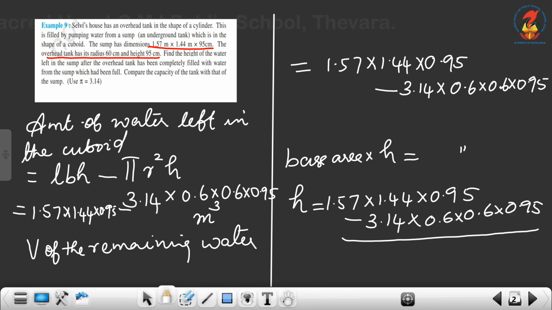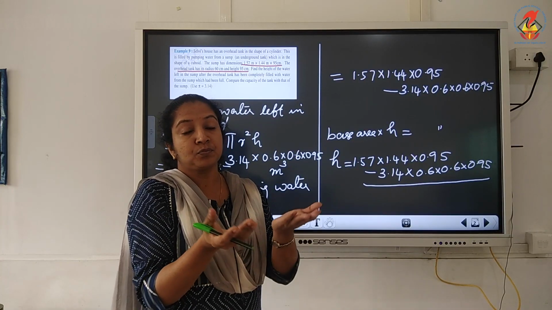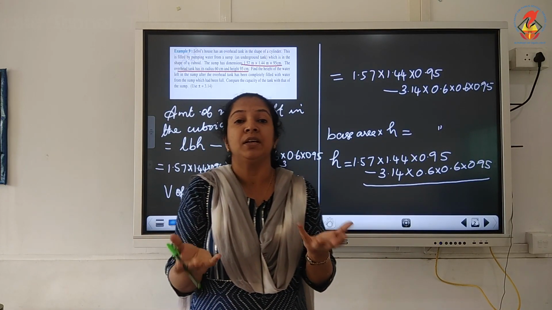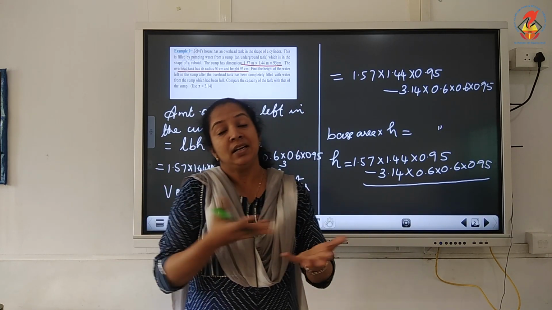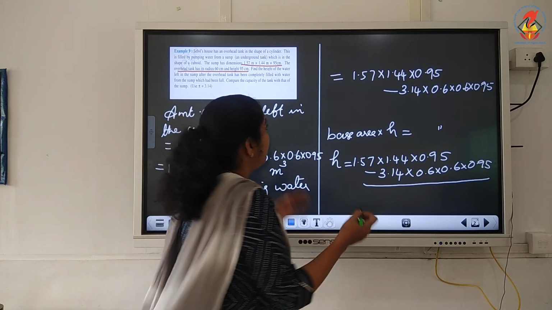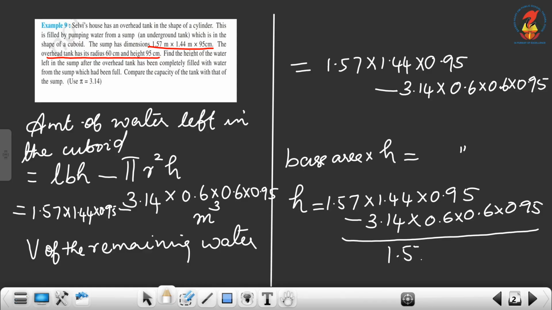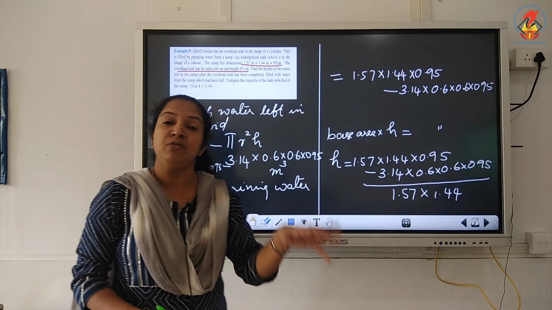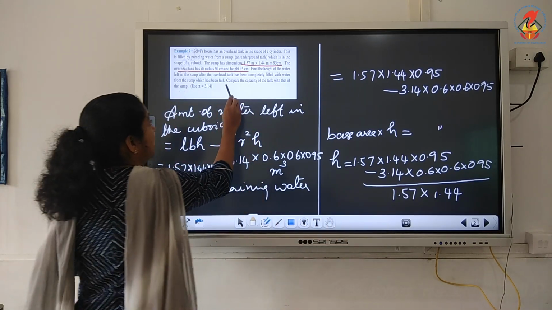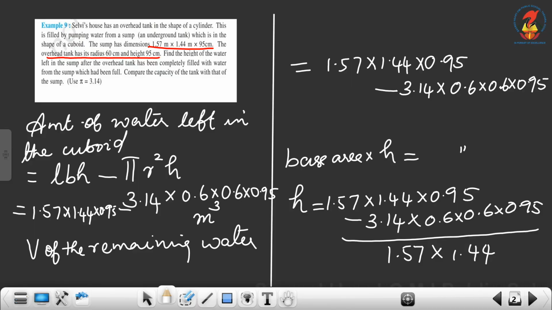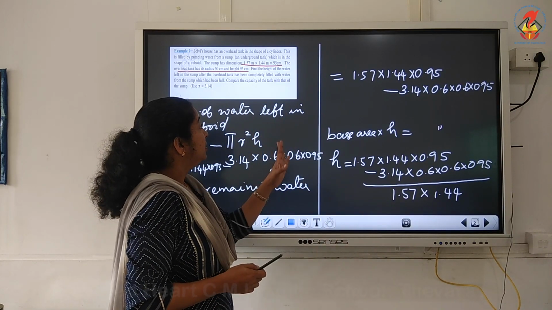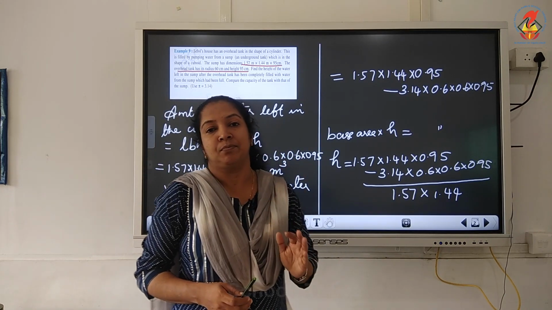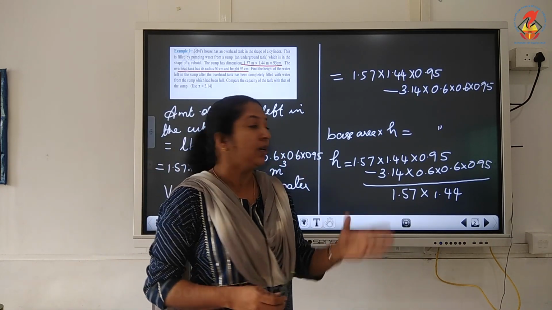divided by L into B. It is the same as L and B of the cuboid itself, because for that water, the only difference is in the water level, that means the difference in the height. Length and breadth are the same. So what we can write is L into B, 1.57 into 1.44. Using this you can find the height, and the last section is to compare the capacity of the tank with that of the sump. You have to find the ratio of the volume of the tank and the volume of the sump, which is given in the textbook. You can go through that, you can complete this problem.